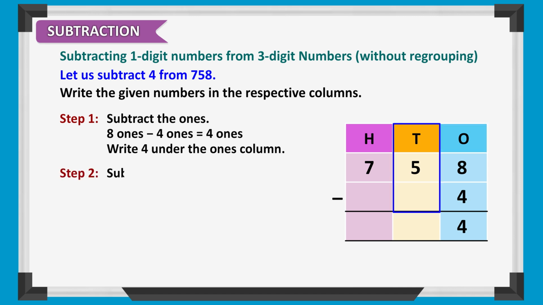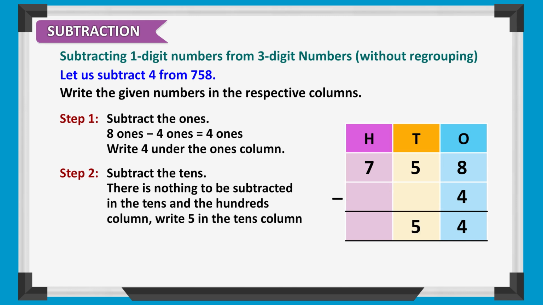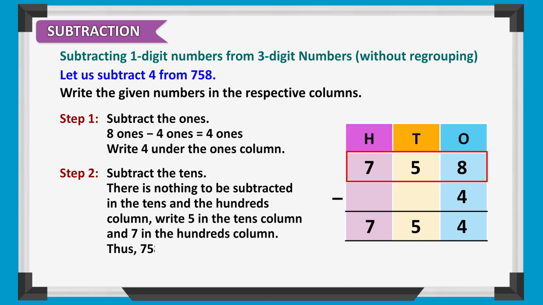Step 2. Subtract the tens. There is nothing to be subtracted in the tens and the hundreds column. Write 5 in the tens column and 7 in the hundreds column. Thus, 758 minus 4 is equal to 754.